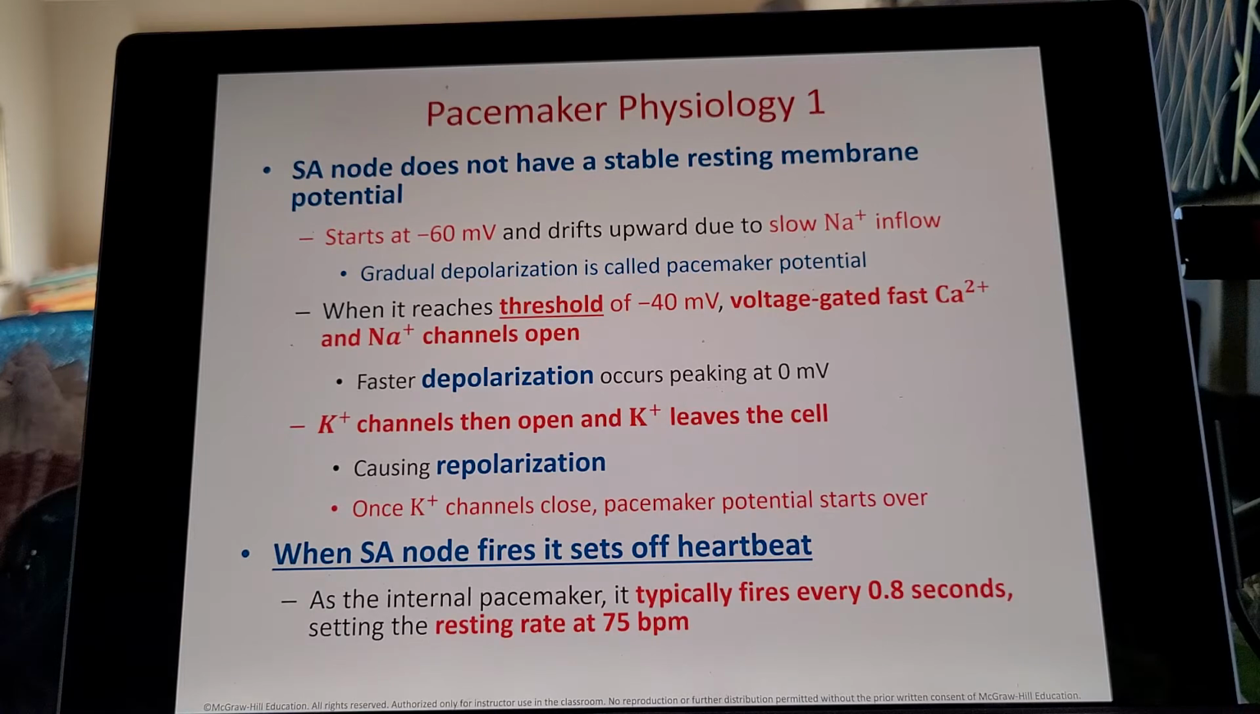When that action potential goes off, it sets off the rest of your heartbeat. That action potential leaves our SA node and travels through the rest of the atria. Typically, because of those leaky sodium channels, it fires about roughly every 0.8 seconds, so a regular resting heart rate of 75 beats per minute, again depending on your health levels and cardiovascular fitness.